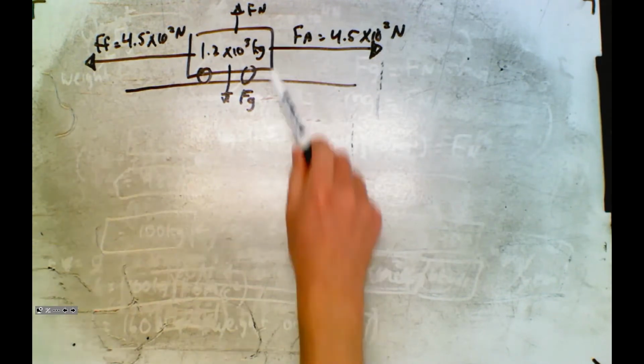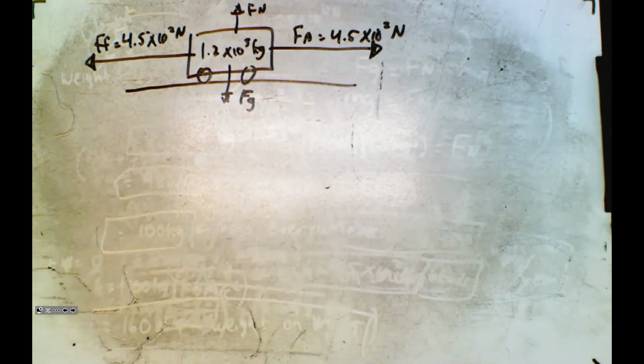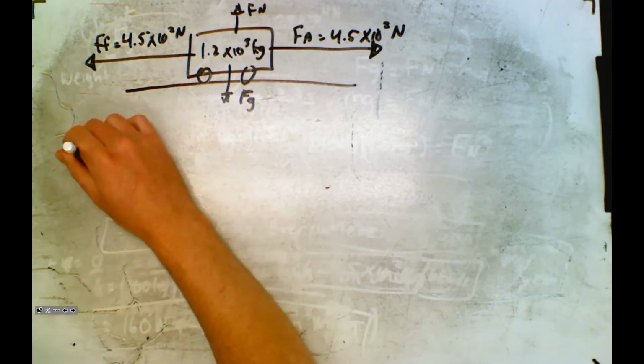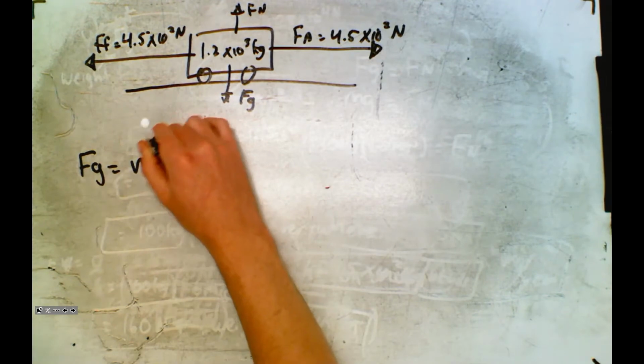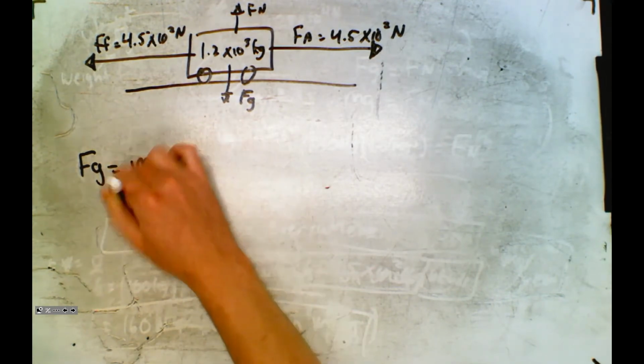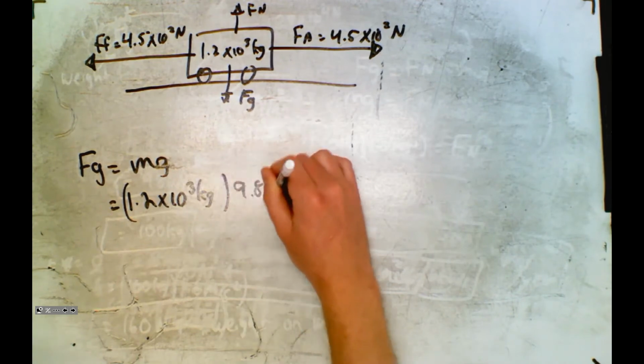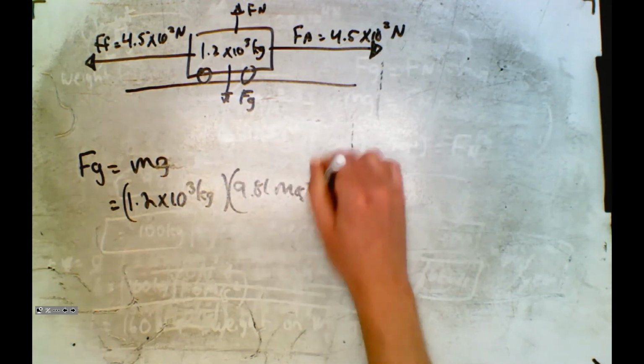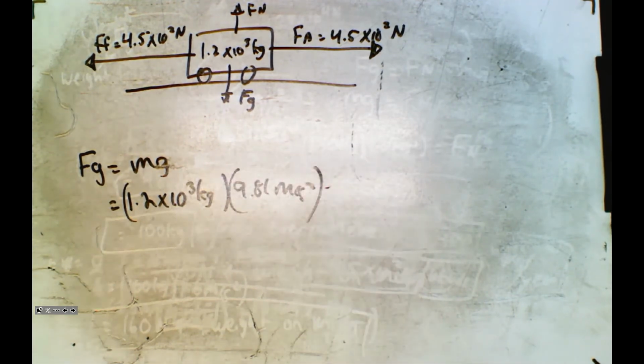And it's really important with free body diagrams: don't put speeds in there. Only draw forces in free body diagrams. So it asks us to determine the weight of the car. The weight of the car is just going to be mg. So 1.2 times 10 to the 3 kilograms times 9.81 because the car is on Earth. And we can find the weight of the car.